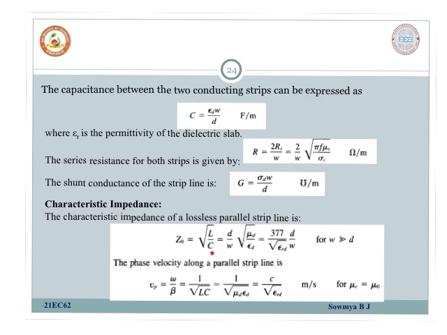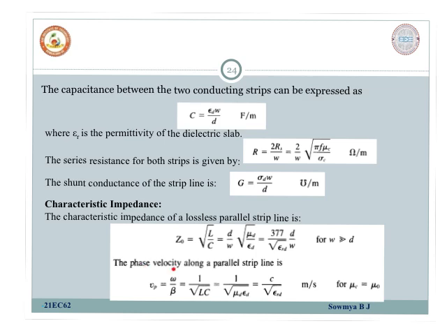Now, the characteristic impedance for a lossless parallel strip line is Z0 is equal to square root of L by C. The characteristic impedance is given by square root of L by C, that is equal to d by W square root of mu d by epsilon d, that is equal to 377 divided by square root of epsilon Rd into d by W, for W very much greater than d.